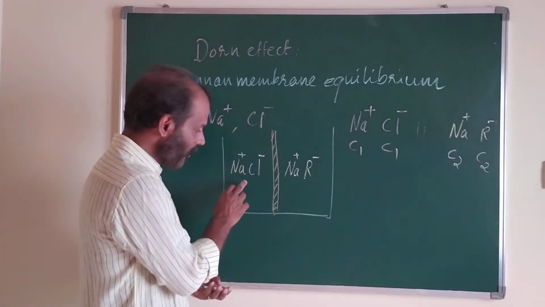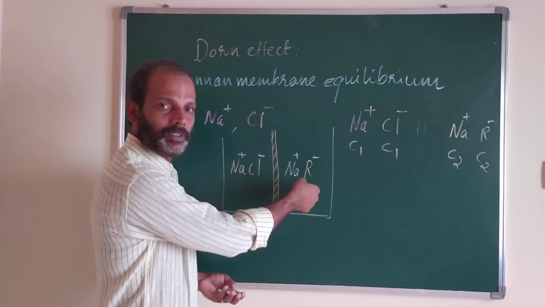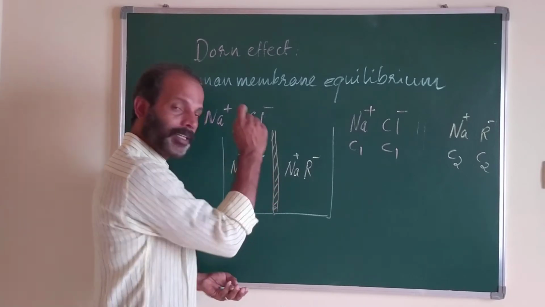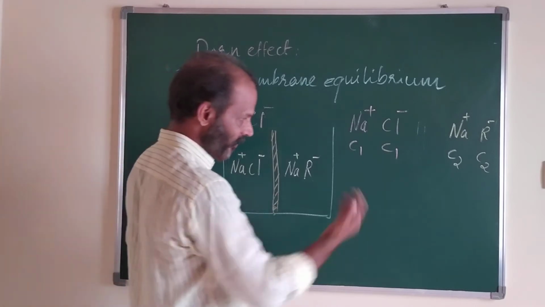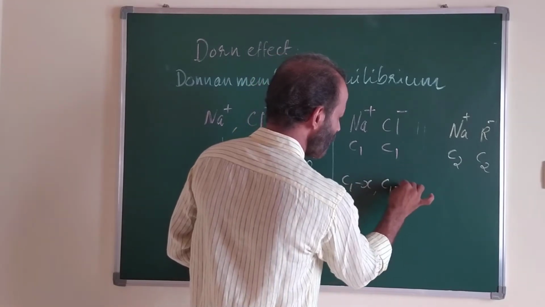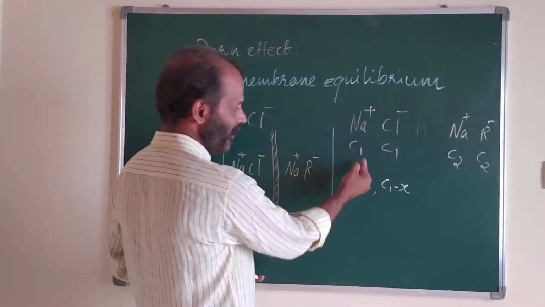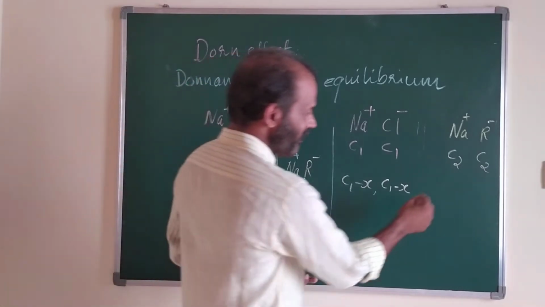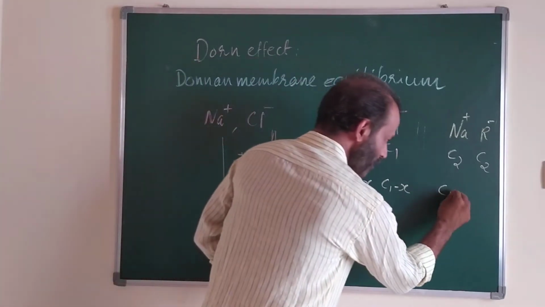But after some time, what happened? Some of the Na plus ions and Cl minus ions diffuse through this membrane to this chamber. Suppose X number of Na plus and X number of Cl minus diffuse through this membrane. Then the final concentration should be C1 minus X and C1 minus X. That is, C1 minus X is the final concentration after obtaining equilibrium. And here the concentration of Na positive in the second chamber becomes C2 plus X.